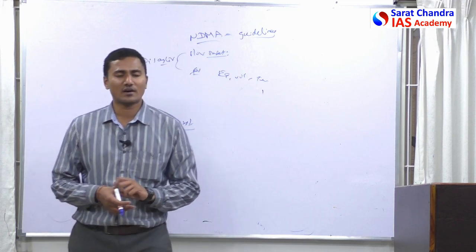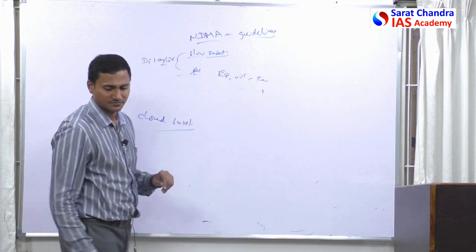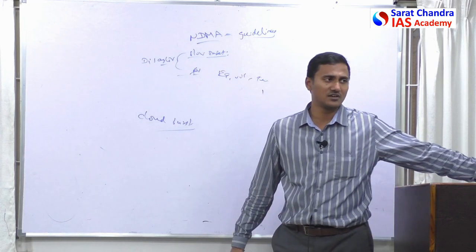Otherwise, flood is slow occurring only. So disasters are slow onset or fast, okay? Slow onset, you can avoid them easily. Fast, difficult to avoid.